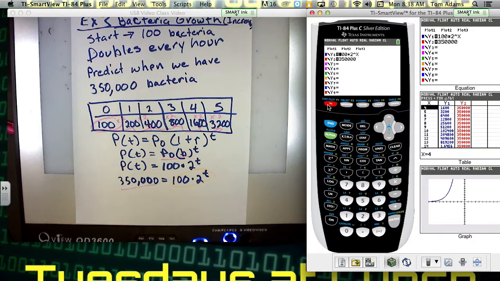Look at the equations. What does y equals 350,000 look like graphically? It's a straight line at what y value? 350,000. So what I really need to do is come into my window and change my y values to what? Yeah, about 350,000.